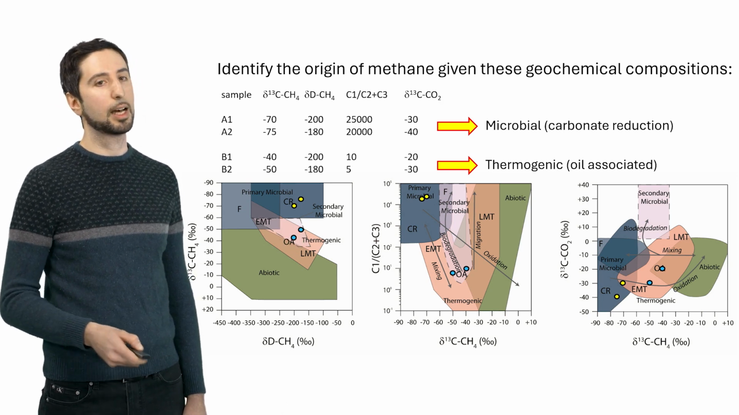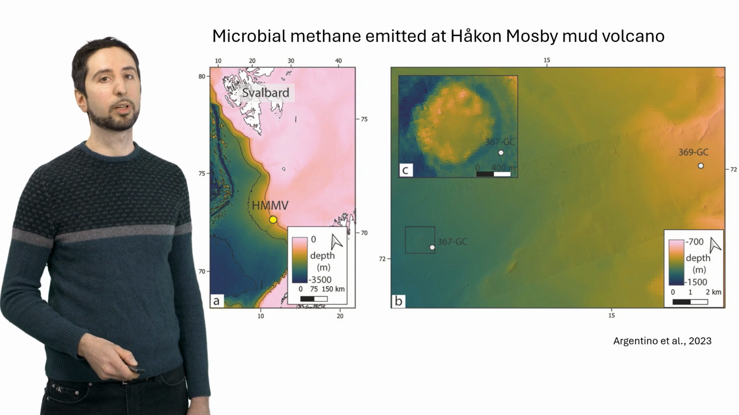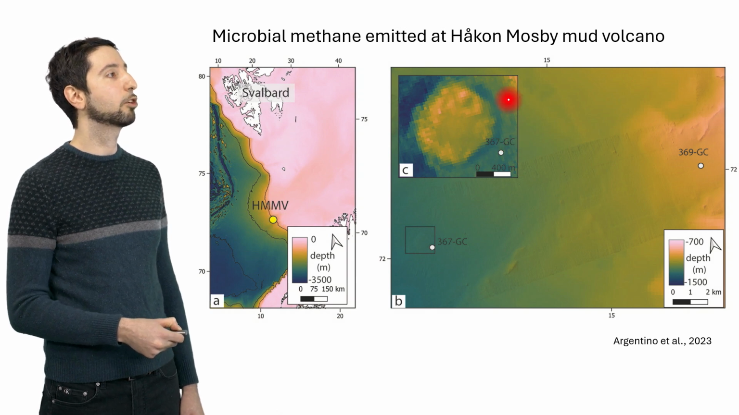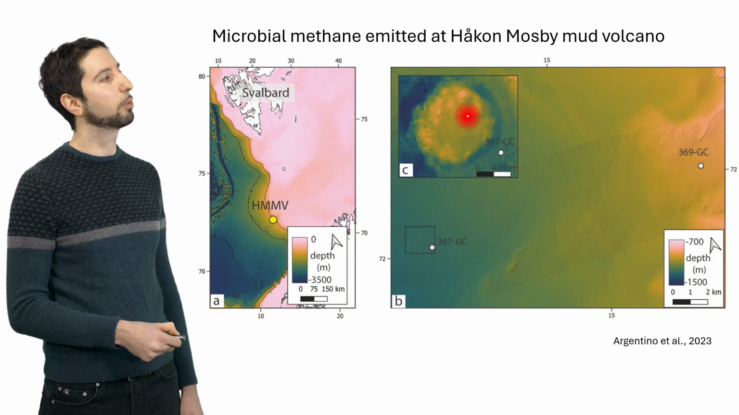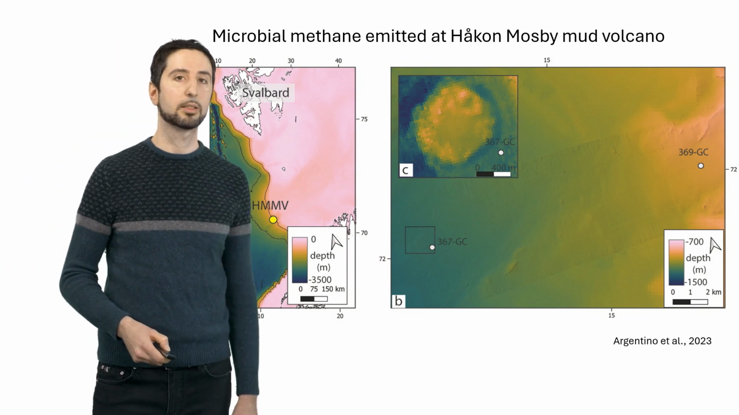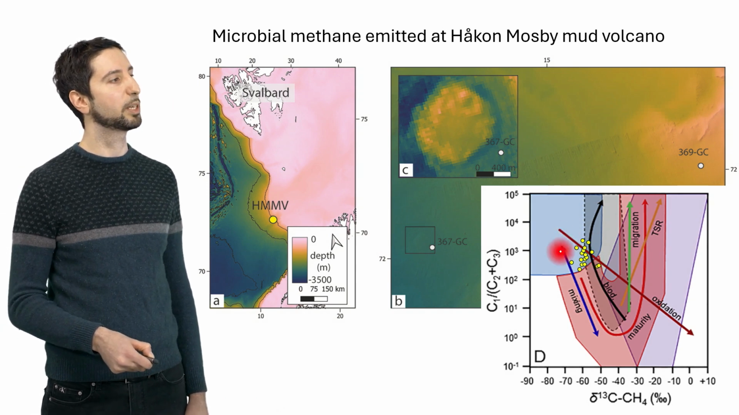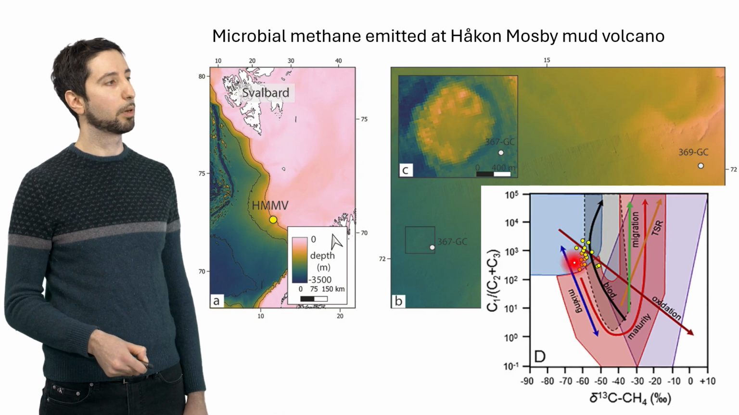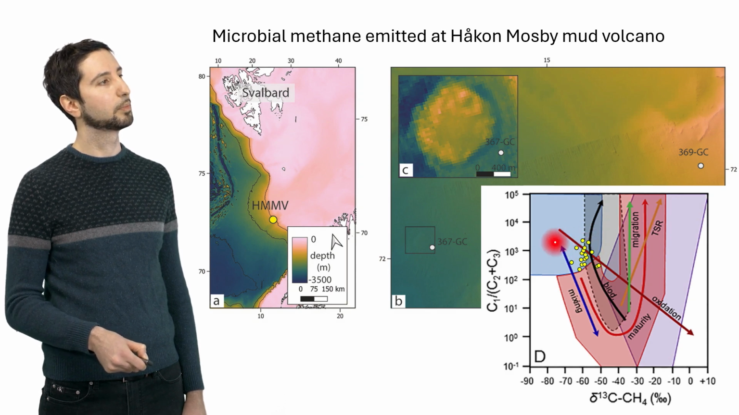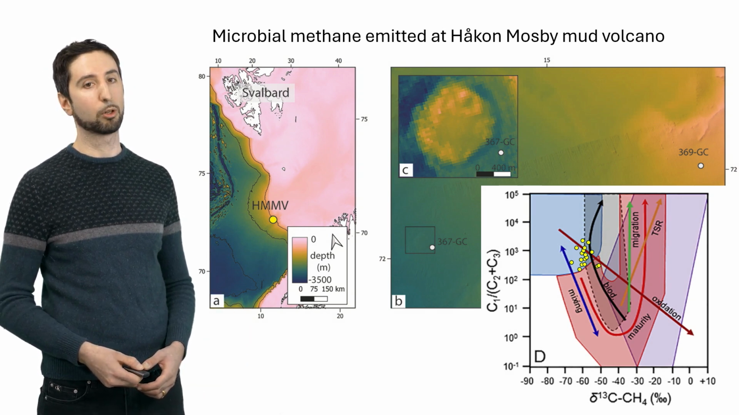I have a couple of case studies that we can have a look at very quickly. Håkon Mosby mud volcano is located in the southwestern Barents Sea. As I said, it's a mud volcano, very circular in plan view, 1 kilometer in diameter, with a pretty flat domed shape. And the gas seeping out of this mud volcano is actually primary microbial. You see many samples have been plotted in this molecular isotopic plot, and they are in the microbial and probably carbonate reduction related field. So this is an example of a microbial gas coming out at a cold seep in the Arctic.